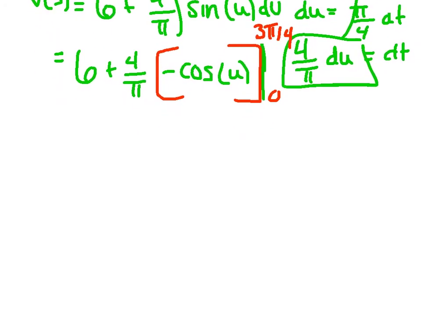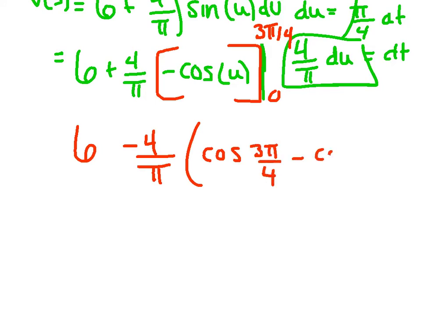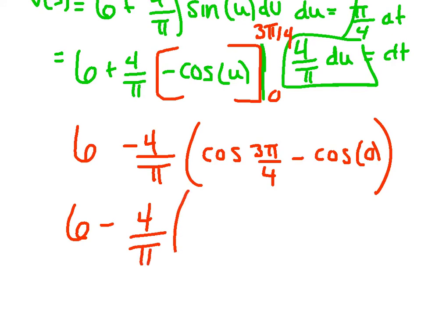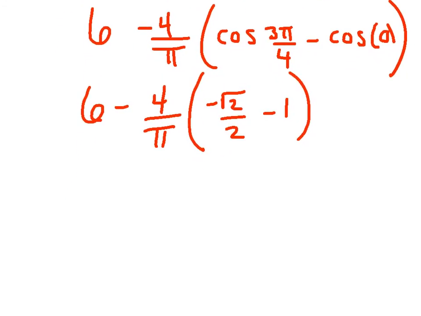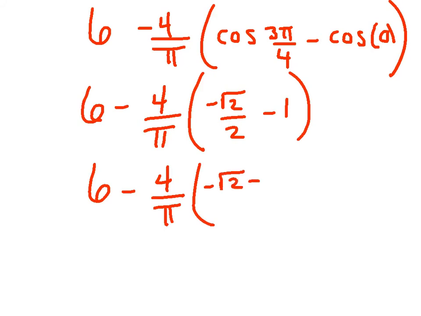So as I carefully go, I'm going to get 6. I'm going to pull out that negative so it doesn't interfere. And that's the cosine of 3 pi over 4 minus the cosine of 0. And hopefully we're just cleaning up still. You know, it's totally personal preference here. I'm going to get a common denominator inside and say that's negative radical 2 minus 2 all over 2. And then I'm going to multiply these two terms together.